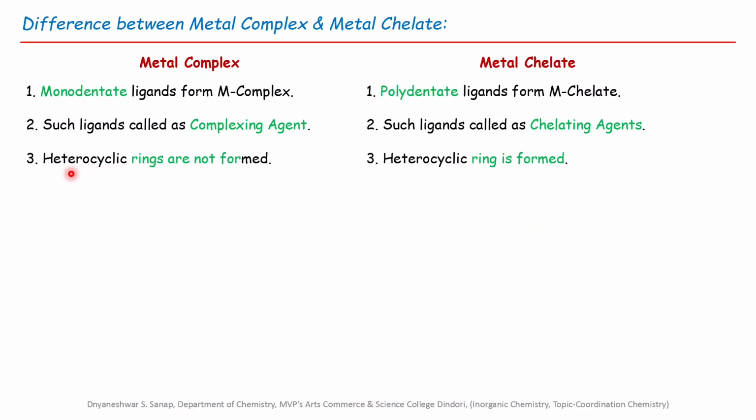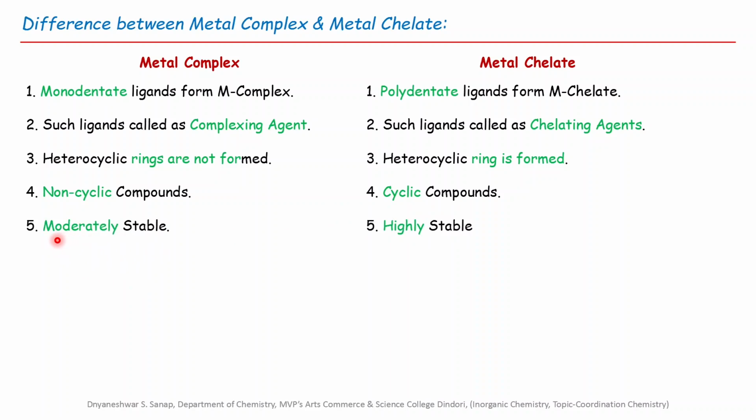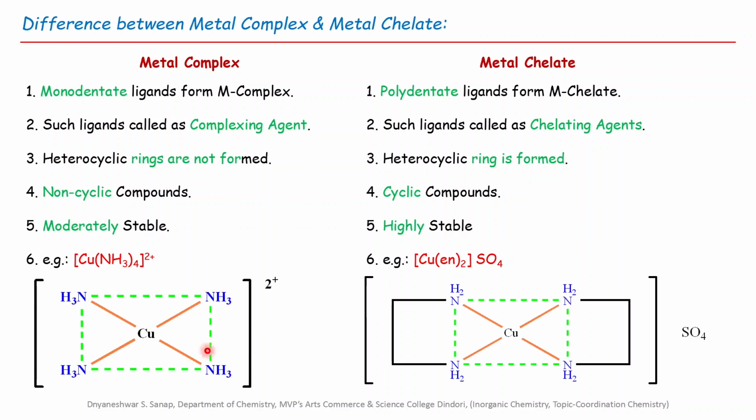The third difference is that there is no formation of a heterocyclic ring for metal complexes, but a heterocyclic ring is formed for metal chelates. The fourth difference is that a metal complex is a non-cyclic compound, but a metal chelate is a cyclic compound. The fifth difference is that a metal complex is moderately stable, but a metal chelate is highly stable. Let us see the examples. For metal complexes, tetraamminecopper 2+, and for metal chelate, bis(ethylenediamine)copper sulfate. The structure for the metal complex is like this, and for bis(ethylenediamine)copper sulfate like this.